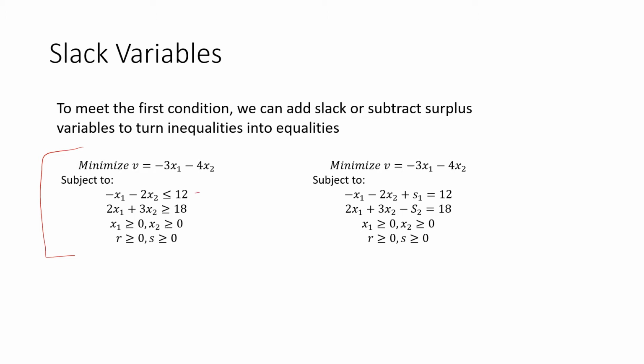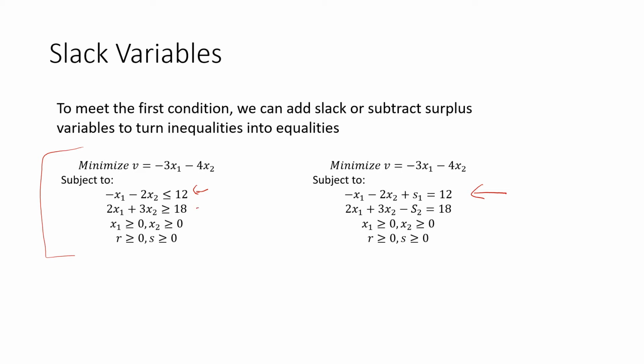Take your first equation: x1 minus 2x2 is less than or equal to 12. What we do is convert this to an equality and add in a slack variable. So that becomes x1 minus 2x2 plus s1 is equal to 12. So we have put in a new variable to take up the excess space in there.